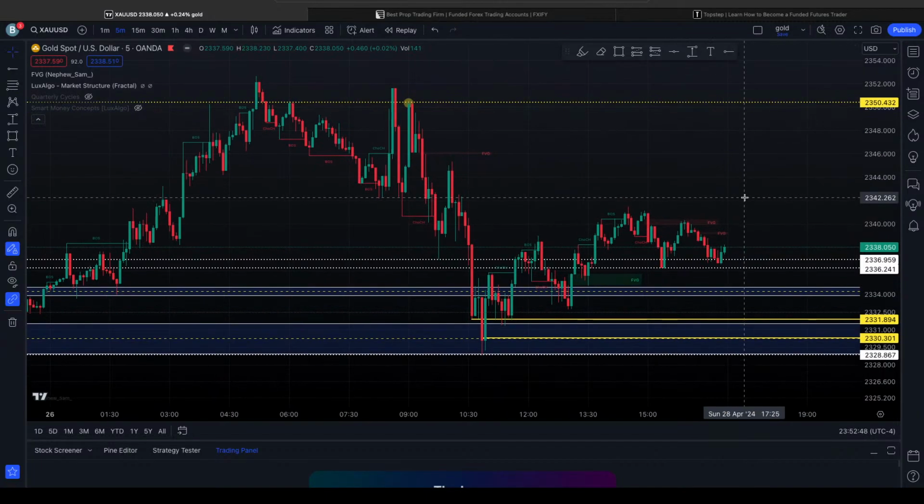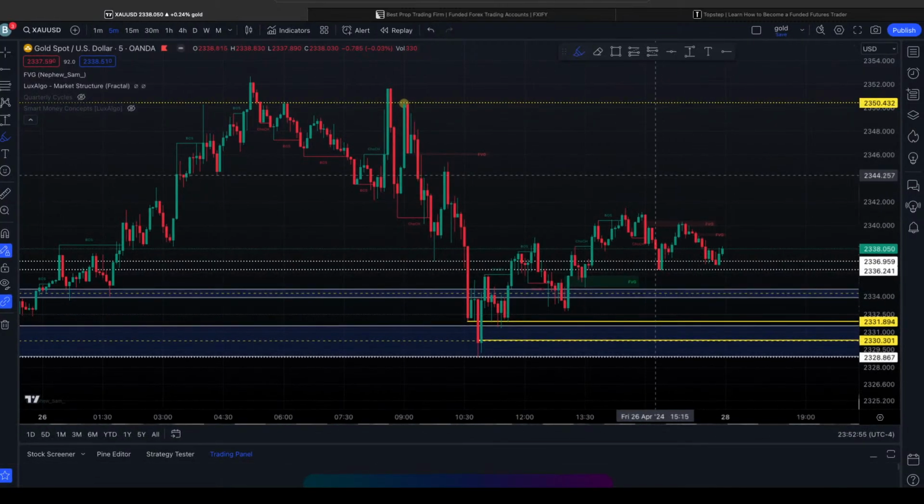Just ask me in the chat and I'll answer it. Right now, I'm just looking over gold. Earlier, I took a trade right here to go up. I closed out 54 pips earlier today, so that was a good trade.